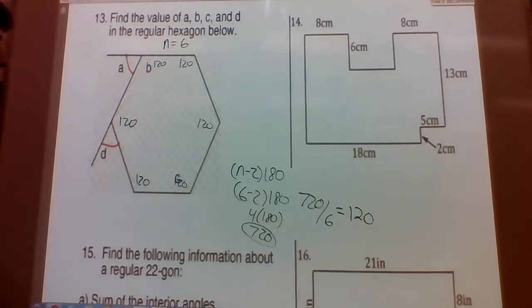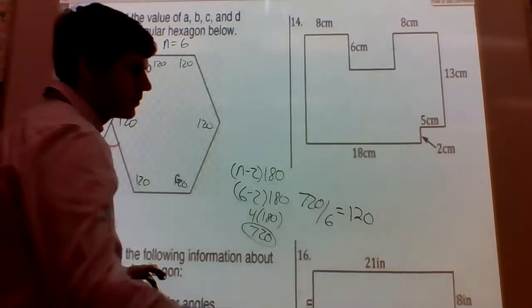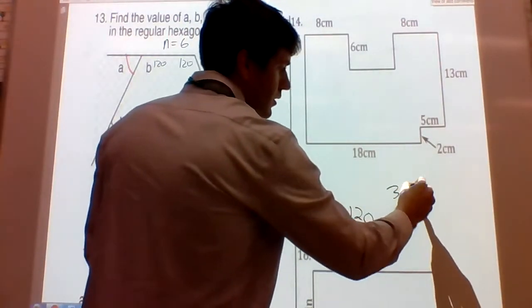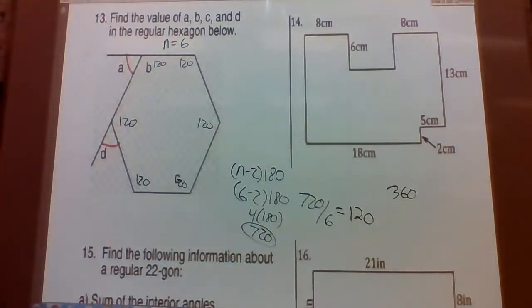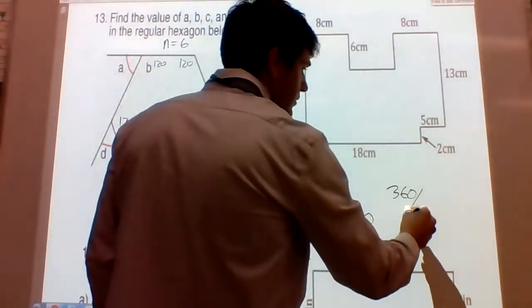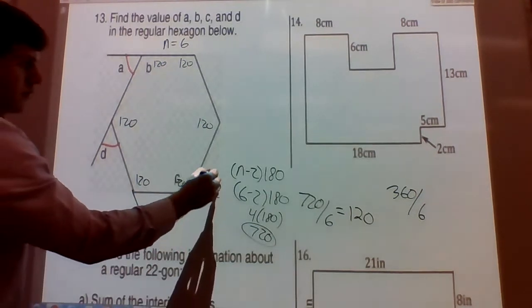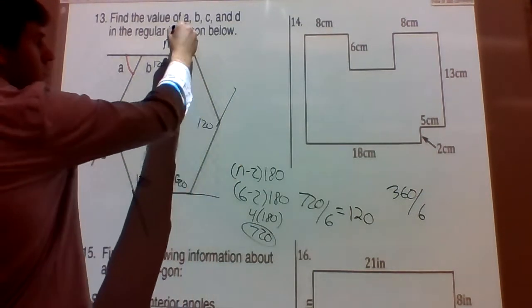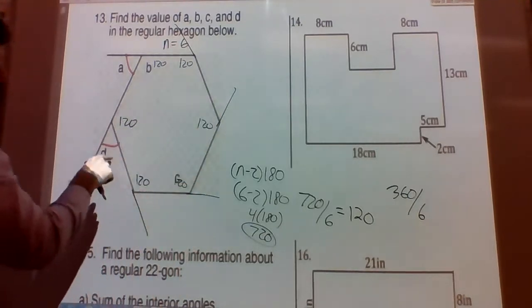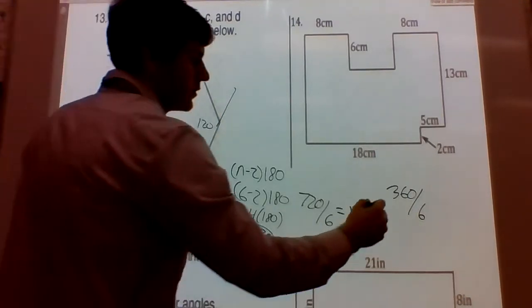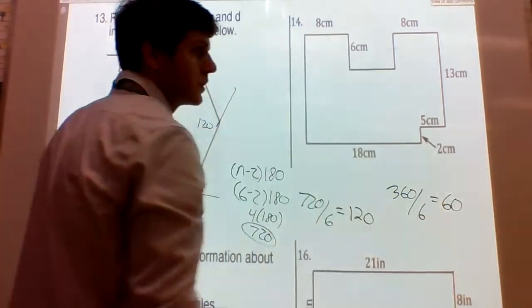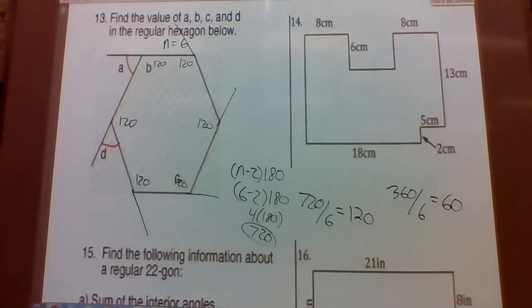The sum of the exterior angles is 360. So if we want to find out the individual exterior angles, we would divide by the number of exterior angles, which is 6. Here's another one, another one, another one: 1, 2, 3, 4, 5, 6. 360 divided by 6 is going to give us 60. Right?